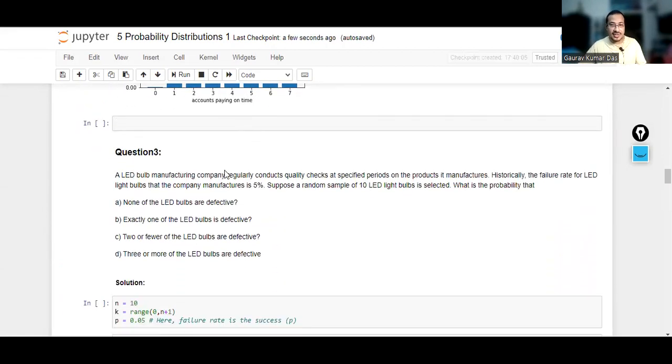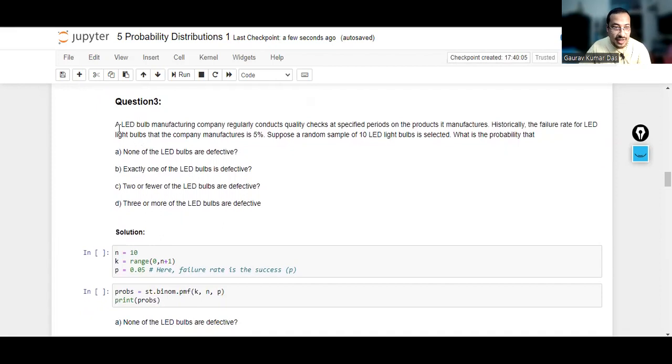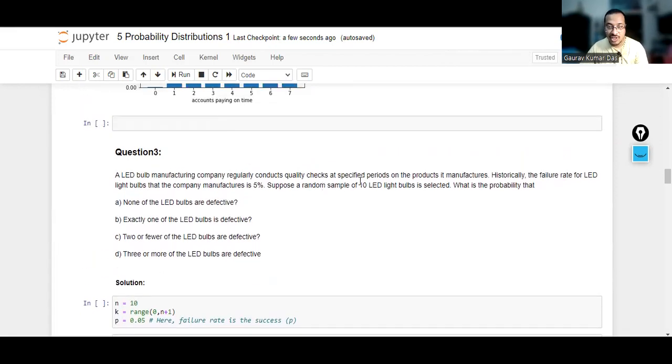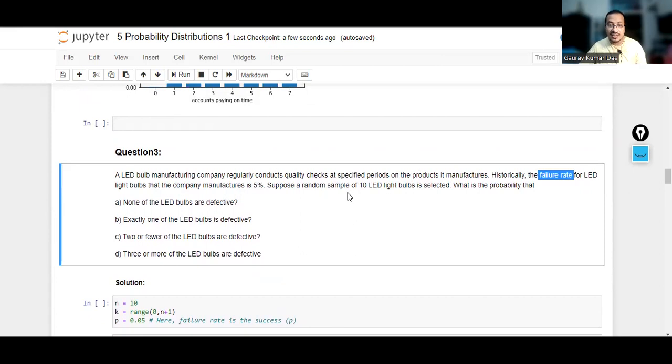So question 3, let's take some more questions. An LED bulb manufacturing company regularly conducts quality checks at specified periods on the products it manufactures. Historically, the failure rate for LED light bulbs that the company manufactures is 5%. So the failure rate is given to you. Suppose a random sample of 10 LED light bulbs is selected. What is the probability that none of the LED bulbs are defective? Exactly one of the LED bulbs is defective.